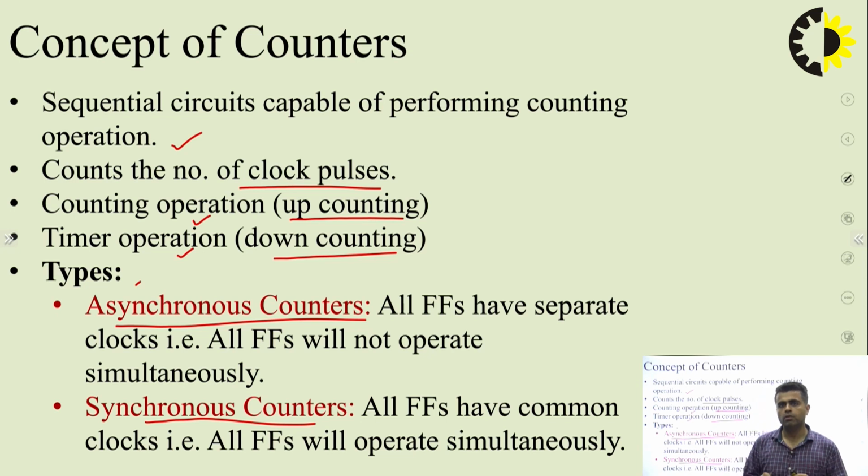Now if all the flip-flops present in the circuit do not have a common clock, that means each flip-flop has a unique or different clock connection, then it is termed an asynchronous counter. And if all the flip-flops present in the circuit are connected to a common clock, then it is termed a synchronous counter. By synchronism we mean that all the flip-flops will work simultaneously. But in an asynchronous counter, it is a clock dependent operation. If the flip-flop gets the desired clock, it will work. If it does not get the desired clock, it will not work.